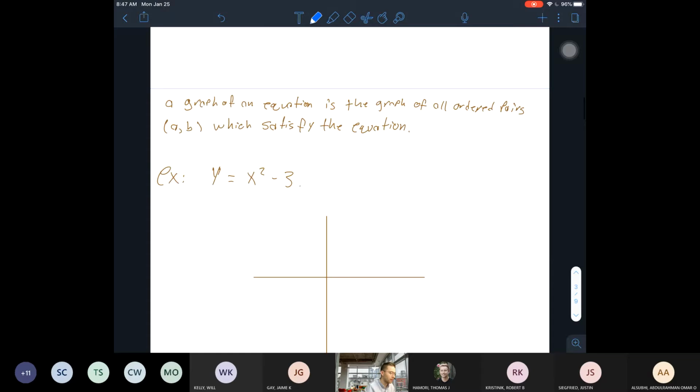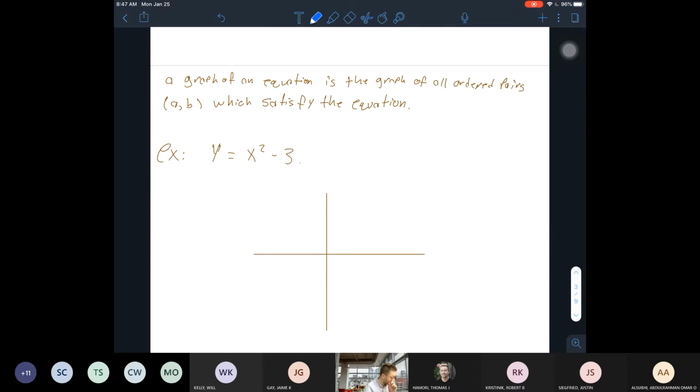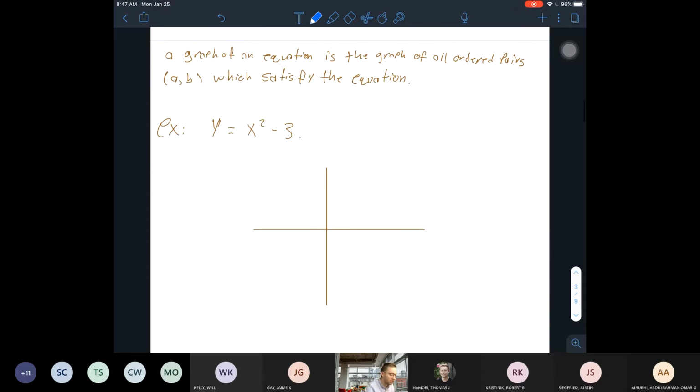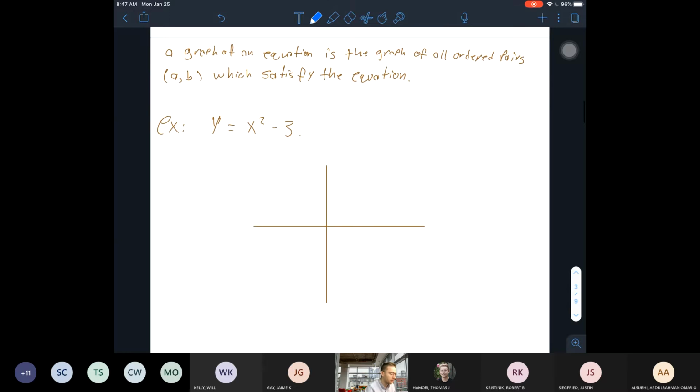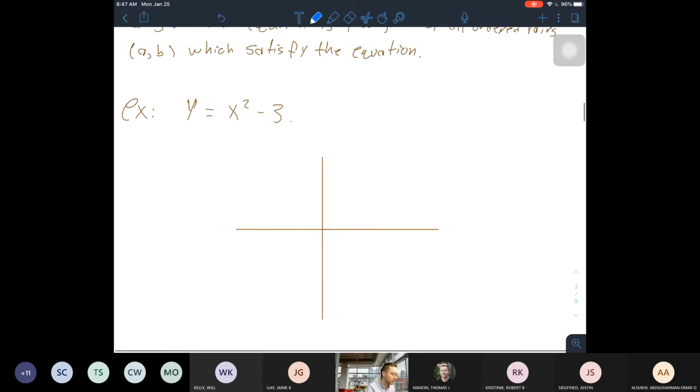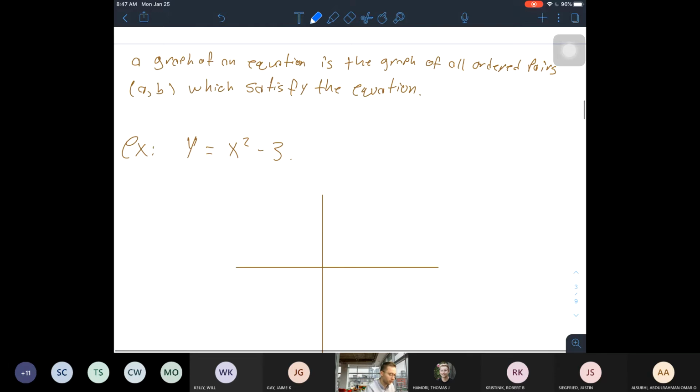Okay, so now let's talk about the graph of an equation. We've seen some equations so far. We've seen some linear equations, and we've seen some quadratic equations. We've even seen rational equations. And we've learned how to manipulate them algebraically so far. We learned how to add them, how to multiply them, how to factor them. And now we're going to talk a little bit about how to graph them.